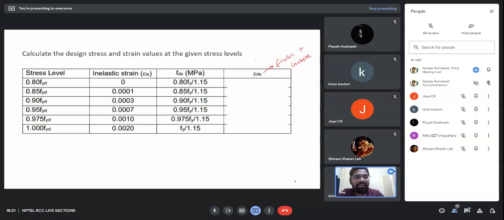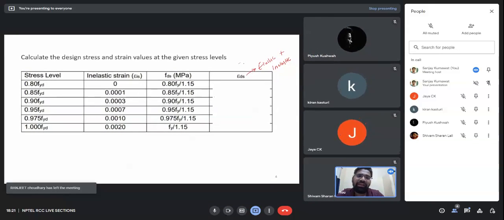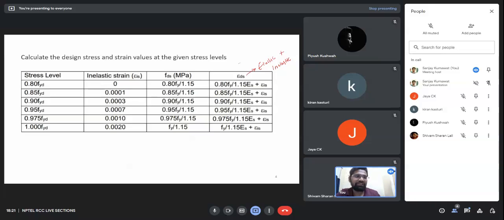Now how can I find the design strain? The design strain corresponds to two values. I am repeating this again and again: it is an addition of elastic strain with inelastic strain. How can I find the elastic strain? I can find it by dividing the design stress value by the elastic modulus of steel. Then after adding it to the inelastic strain I can get the total design strain. So these are the formulas. You can all substitute these values in the formula and find the values.